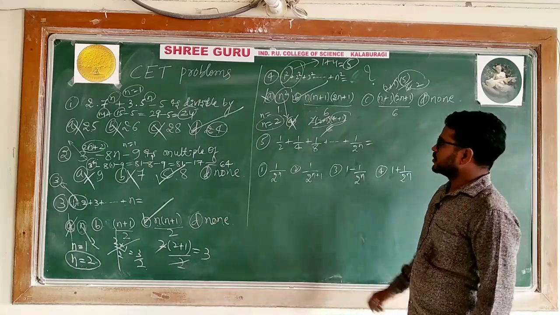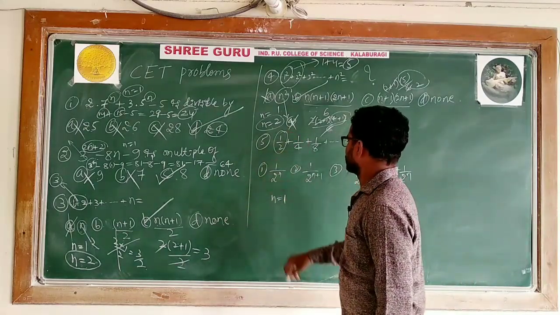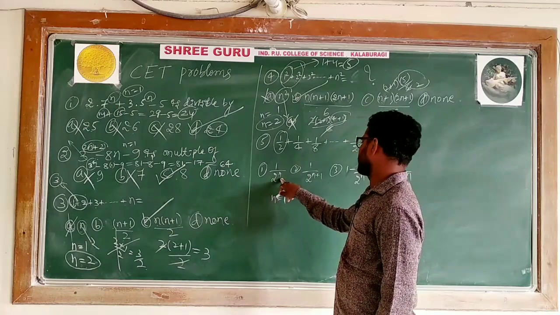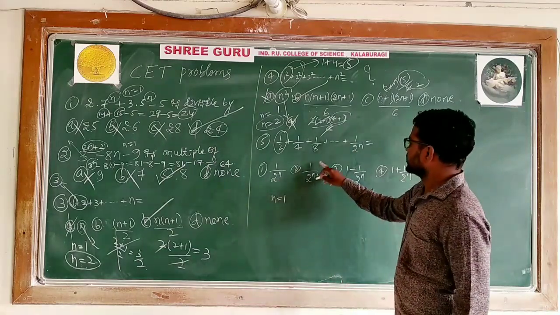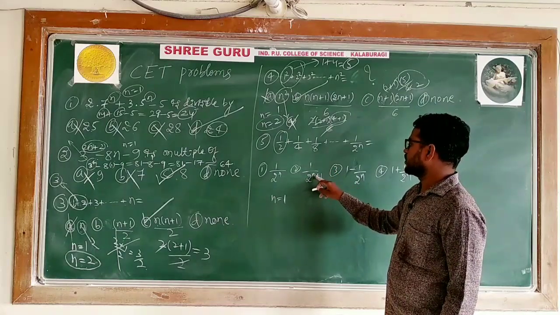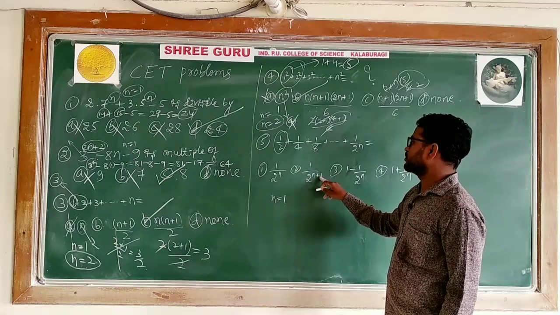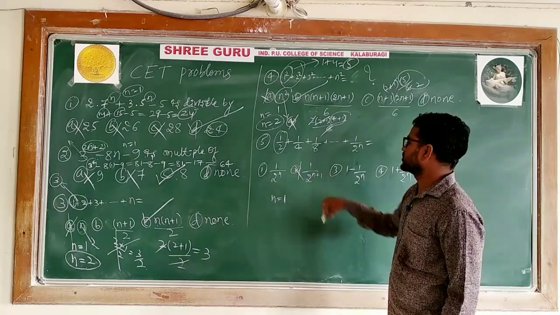Go for n is equal to 1. n is equal to 1 ಅಂದರೆ ಏನು ಬರಬೇಕು? 1 by 2. So n is equal to 1 ಹಾಕಿದ್ರೆ 1 by 2. ಇದನ್ನು ರೈಟ್ ಸ್ಯಾಟಿಸ್ಫೈ ಆಗ್ತದೆ. n is equal to 1 means 1 divided by 1 plus 1. 1 plus 1 means 2. 1 divided by 2 to the power 2 ಅಂದರೆ 1 by 4 ಅದು. 1 by 4, this is the wrong answer.